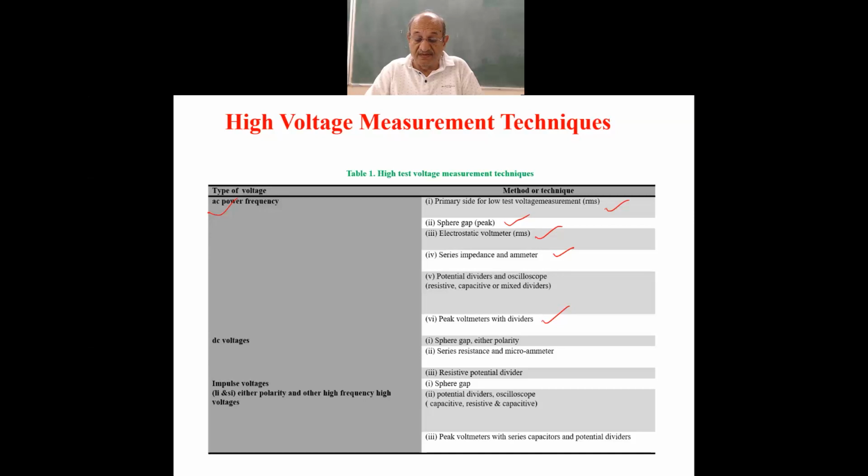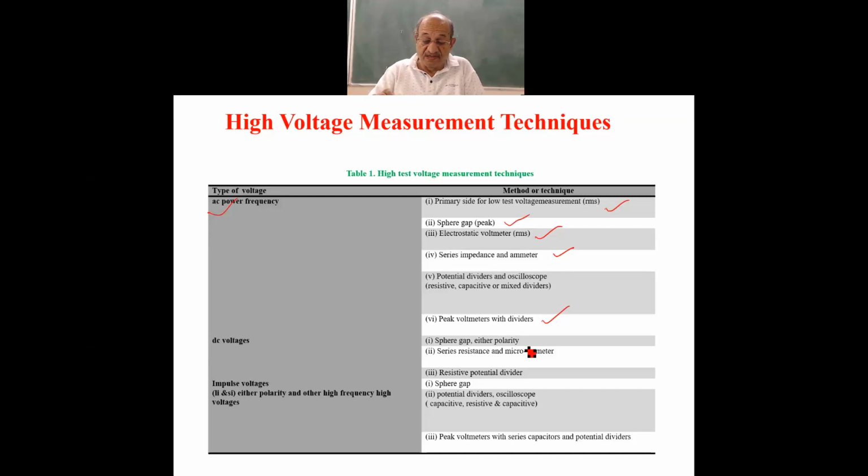For DC voltages, the sphere gap can measure the DC, as I mentioned. Then series resistance and micro ammeter: you put a very high value resistance in series at the point of high voltage, and the micro ammeter will give you the current passing through this resistance, and then you can know the voltage applied. This can be applied in DC.